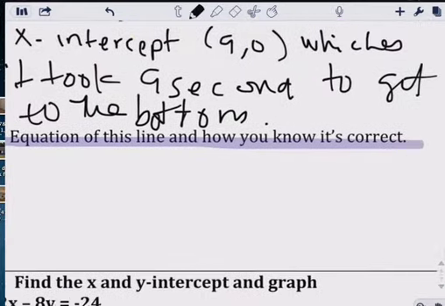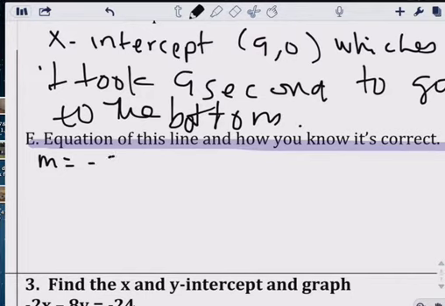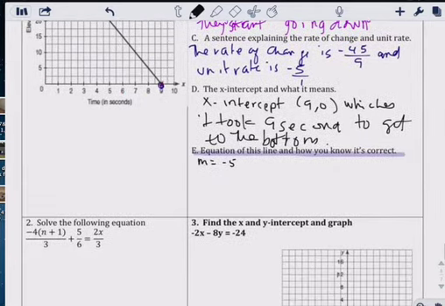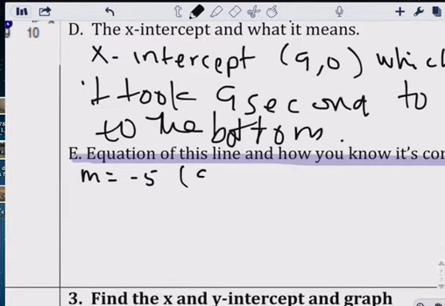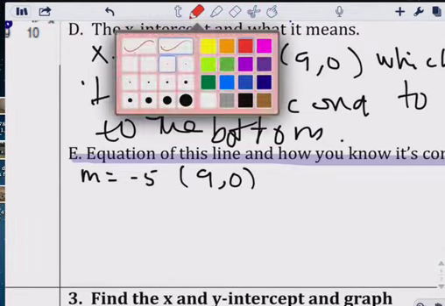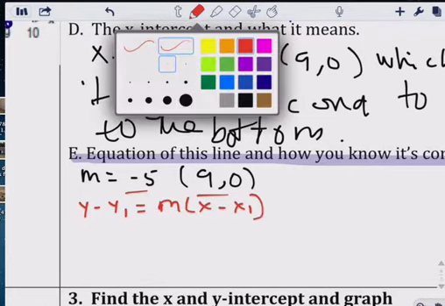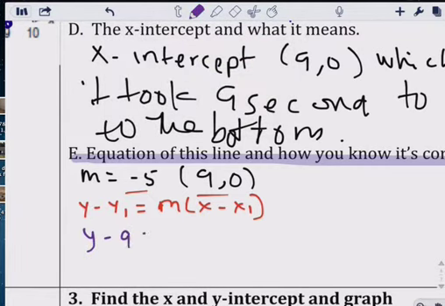Equation of line. Okay, m is negative 5. I'm going to choose whichever point, 9, 0. Okay, point slope. Point and a slope. y minus y1 equals m parentheses x minus x1. Okay, so we have y minus 0 equals negative 5 parentheses x minus 9.